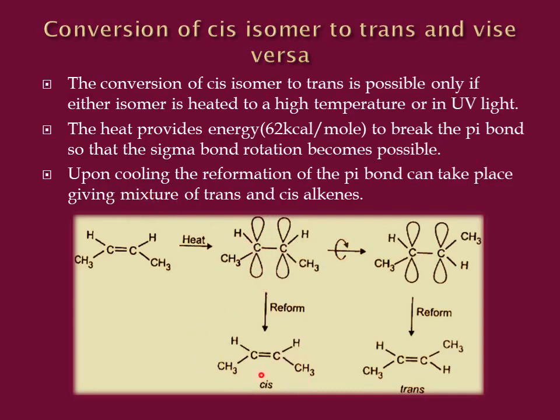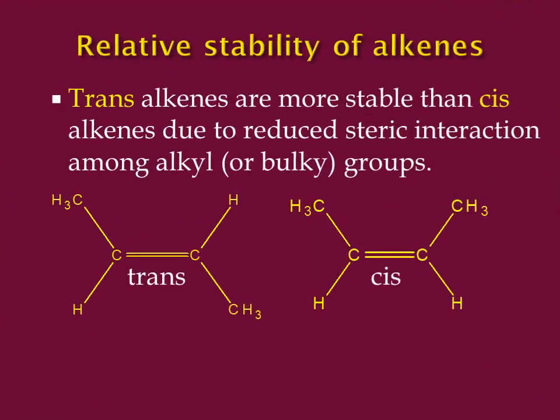Students, we have already discussed in the stability of alkenes that trans alkenes are more stable than cis alkenes due to the reduced steric interaction among the alkyl or the bulky groups. As you can see, the two alkyl groups are present on the same side in cis alkene, whereas they are present far apart, opposite to each other, in the trans alkenes.